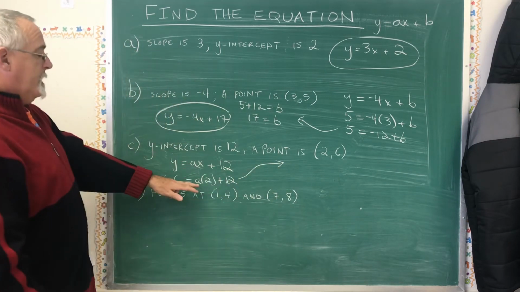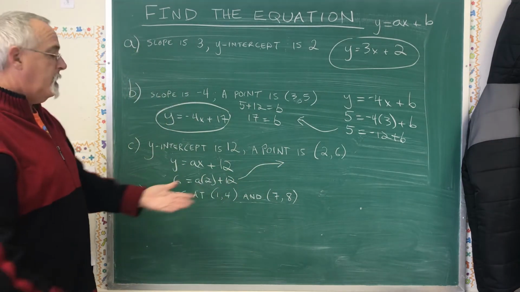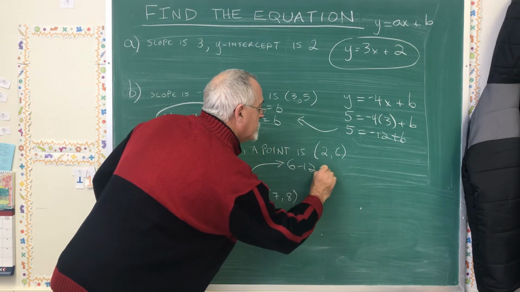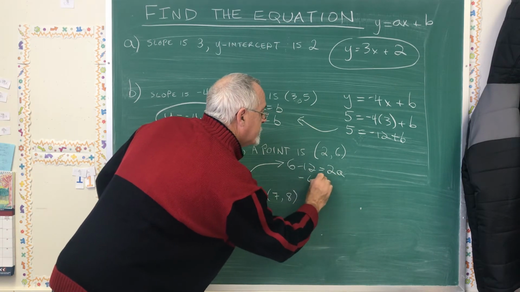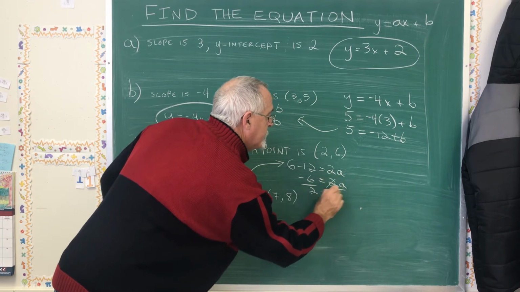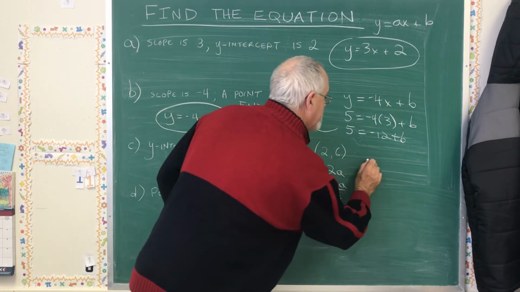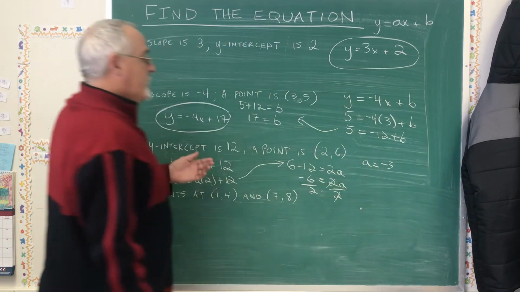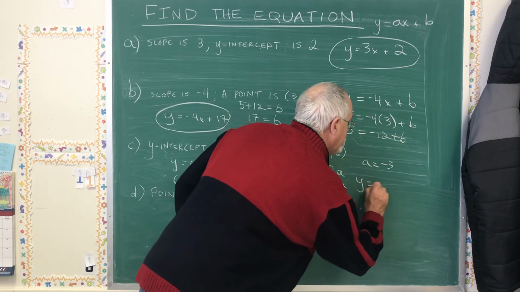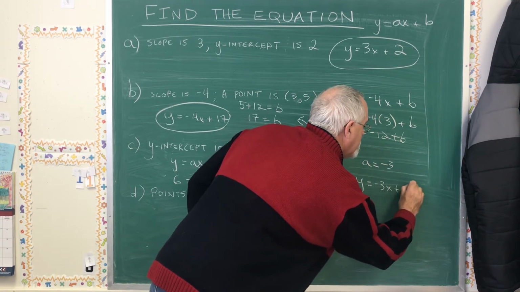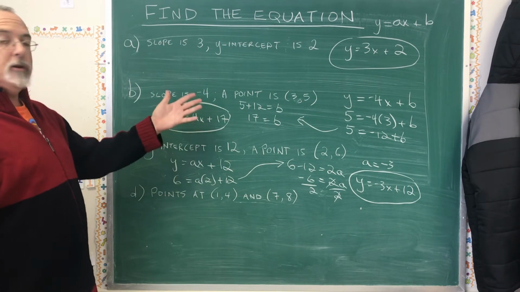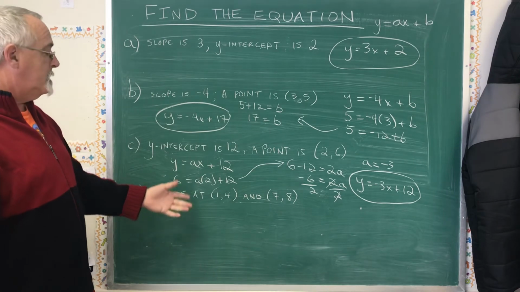Continuing over here, that means 6 equals 2a plus 12. I'm going to move the 12 to the other side of the equal sign. So 6 minus 12 equals 2a. -6 equals 2a. I divide both sides by 2. These cancel. A equals -3. And now I can write my equation. Y equals ax plus 12 is y equals -3x plus 12. There's my answer.